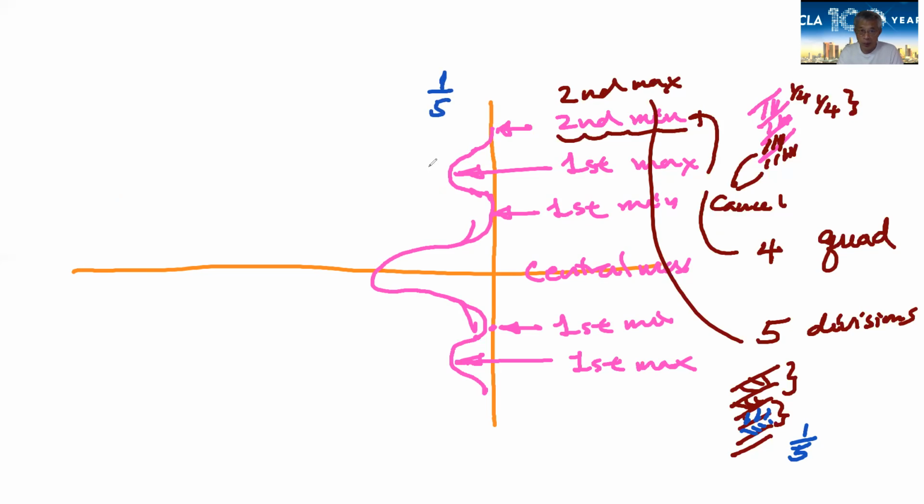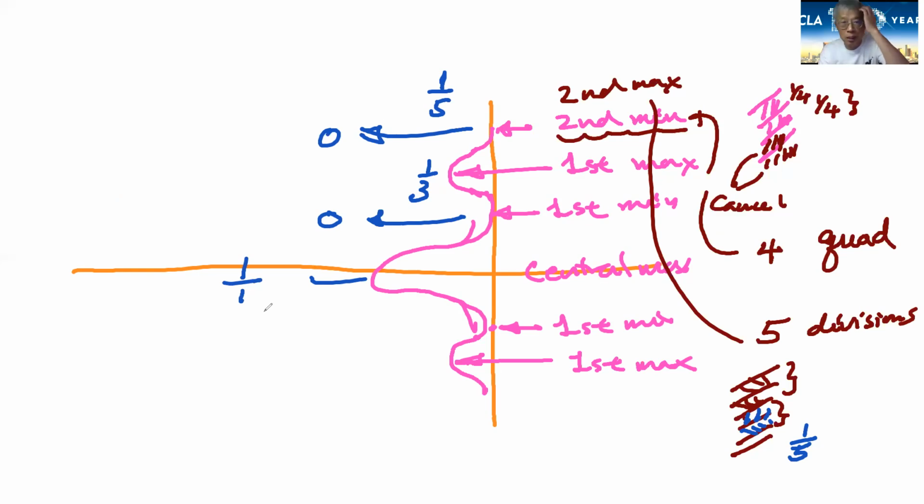The first maximum has 1/3 of the light, the second minimum has no light, the first minimum has no light, and the central maximum has all the light. So that is single slit diffraction.